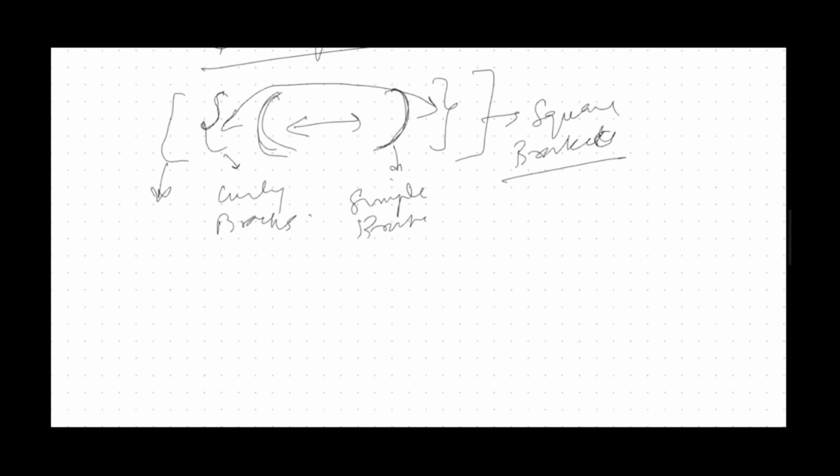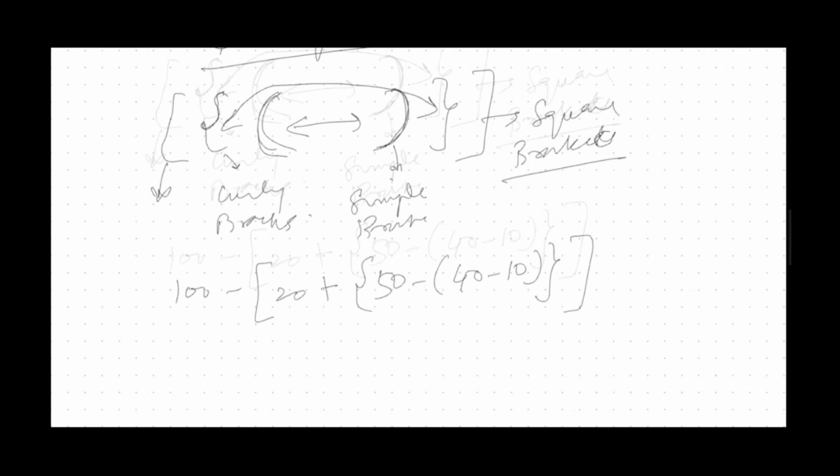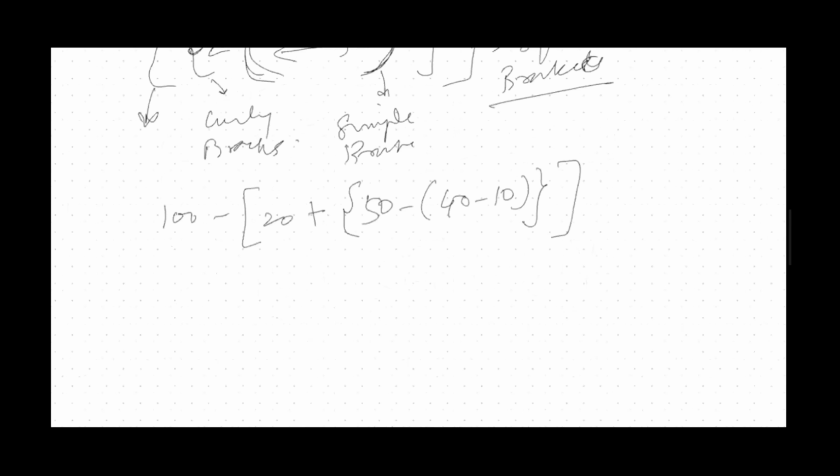I'll take an example for this particular case. Let's say, 100 minus bracket, 20 plus square bracket, then a curly bracket of 50 minus a simple bracket of 40 minus 10, and we close the square bracket. So in this expression, the first operation to be carried out is with respect to this bracket, the simple bracket.